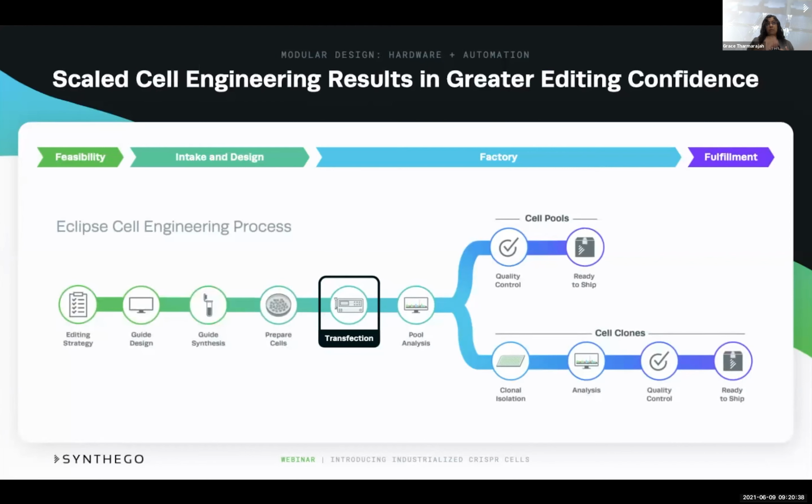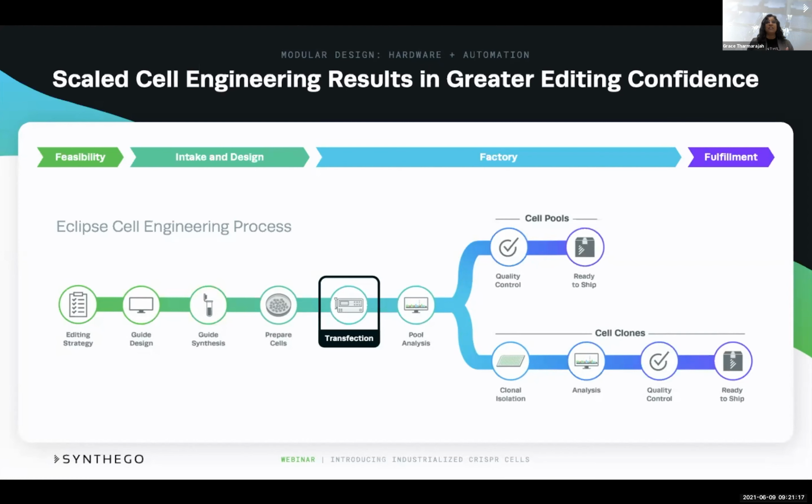When we look more clearly at the details, the modular workflow can be summarized along what you're seeing at the top. The steps have been bucketed into larger categories: feasibility, intake and design, factory, and fulfillment. Feasibility refers to where our editing strategy is developed. Intake and design is where the cells and reagents are ordered and prepared for factory use. The factory is where the actual editing happens, which also includes the clonal isolation portion. And fulfillment is the generation of the products, aka the cells, that will be prepared for shipment and passed on to the researcher for further assessment and downstream assays.